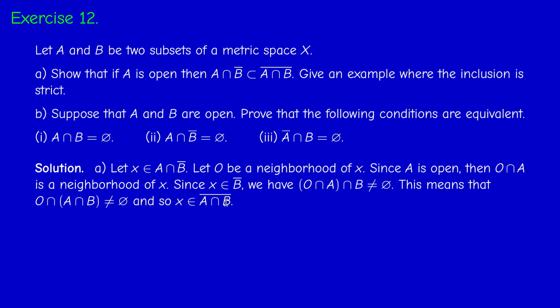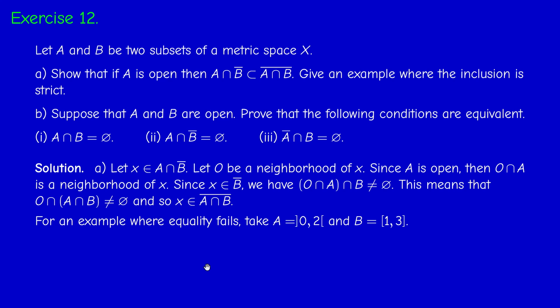So, straightforward. Now, counterexample, you write the details. Take A to be the open interval 0, 2, and B to be the closed interval 1, 3. It doesn't matter. You can take the open interval 1, 3. It doesn't matter, or semi-closed. Okay, what happens here? What is A intersected with B bar and what is A intersected with B? You tell me. You write the details, but this is a counterexample.